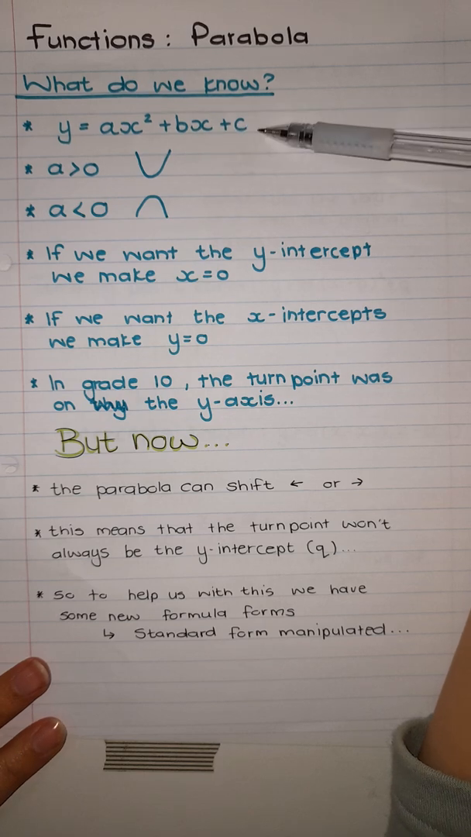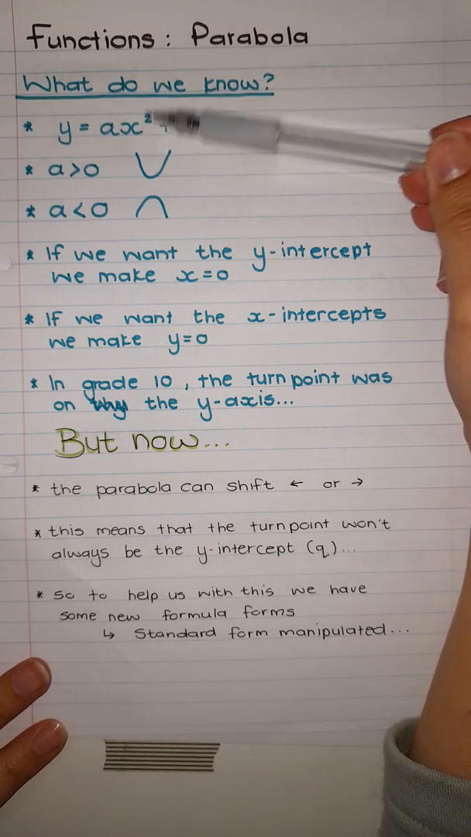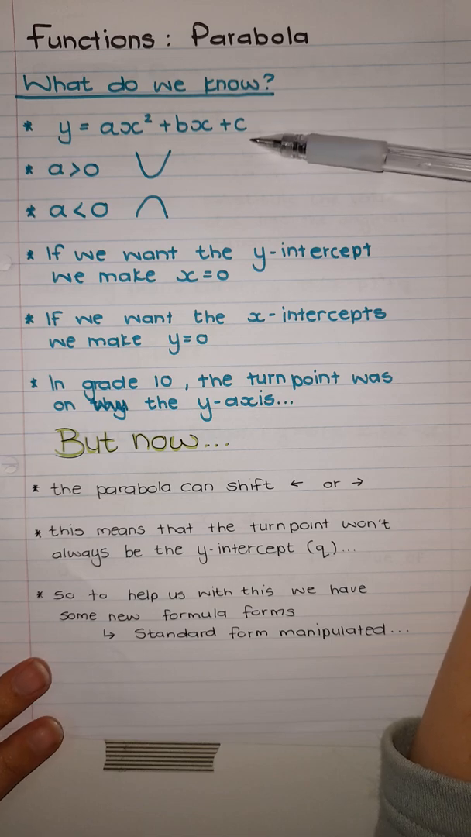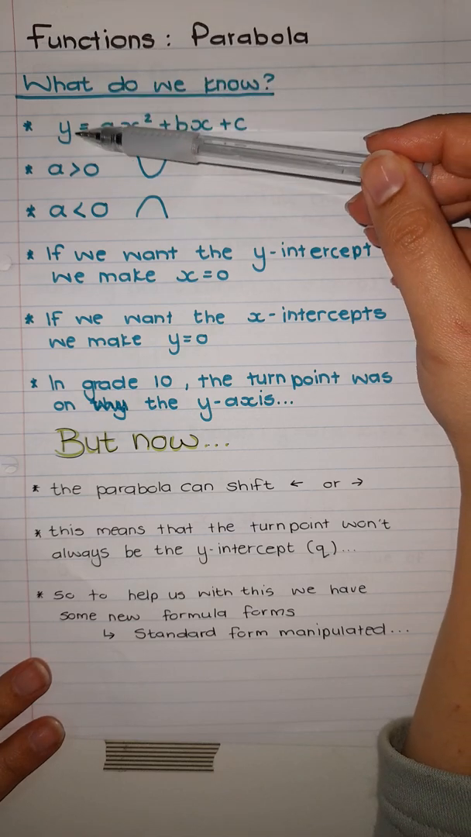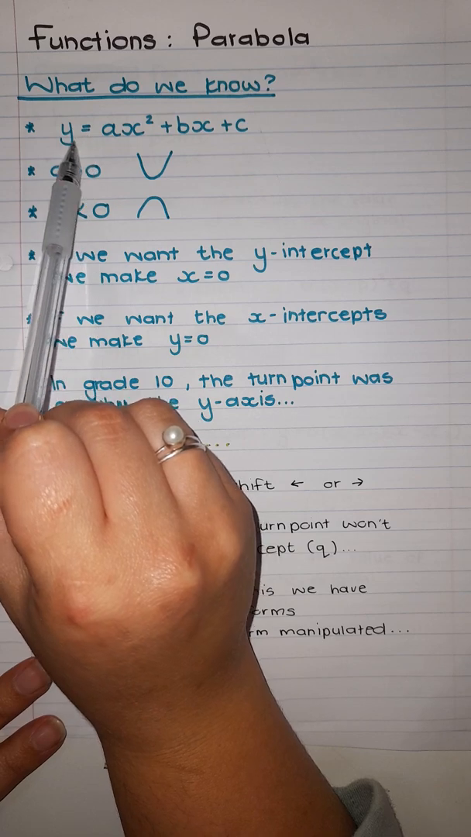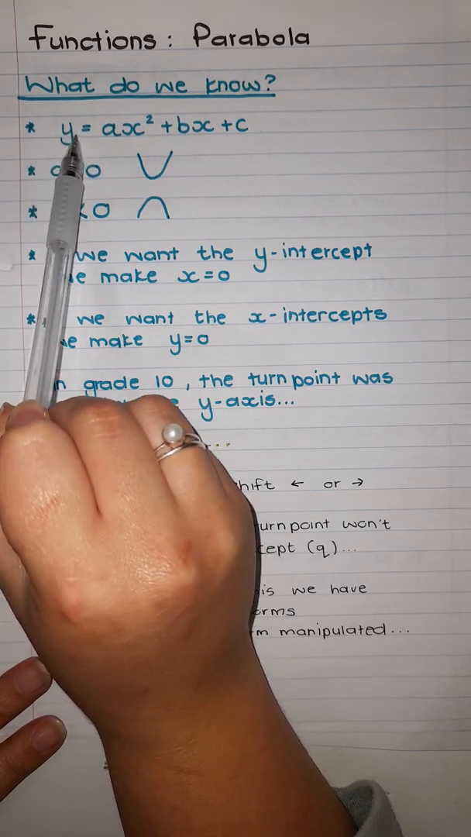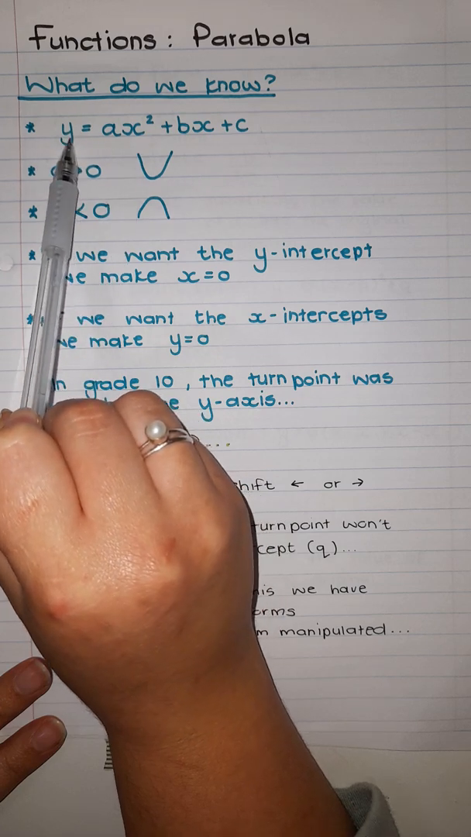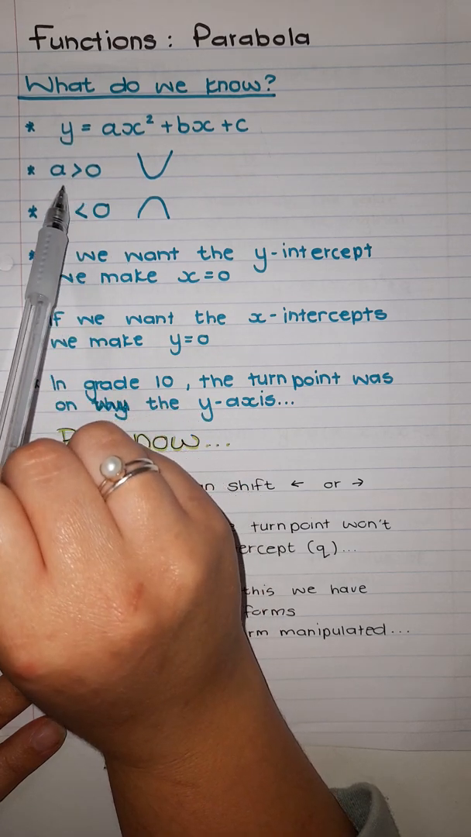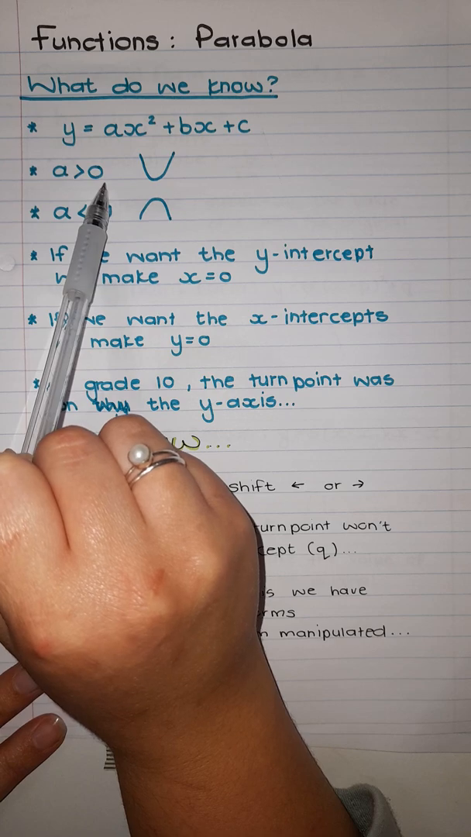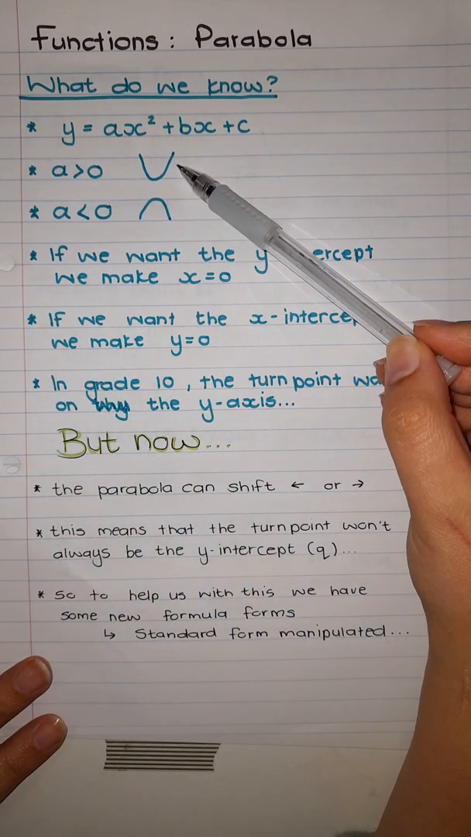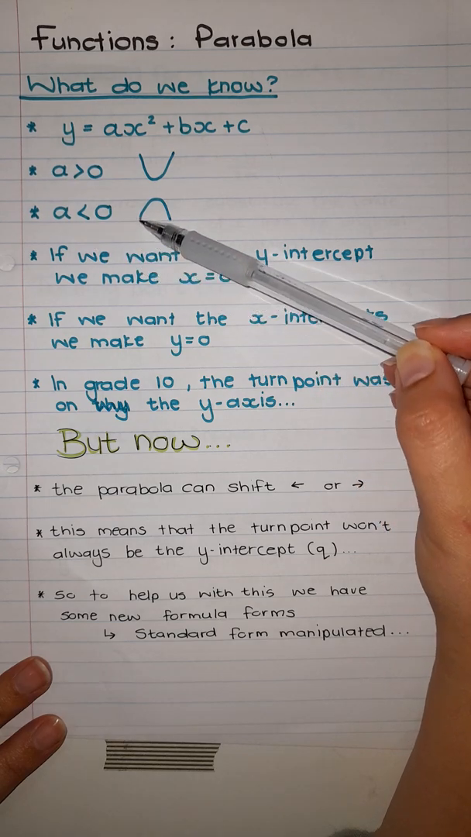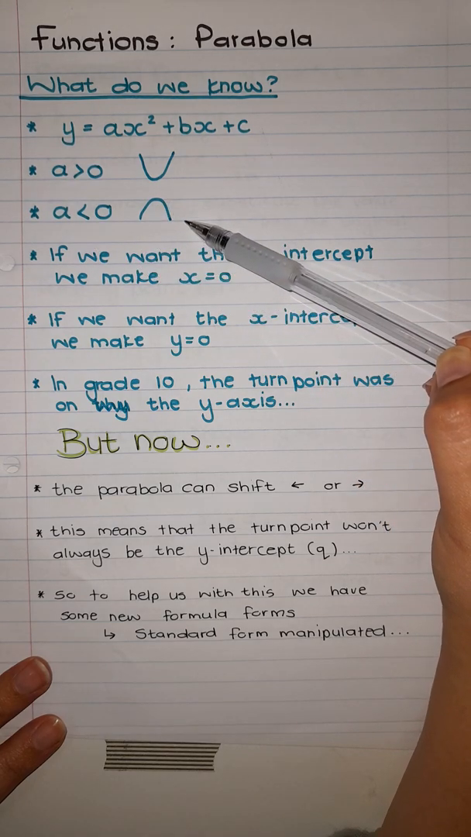We know that our standard form is y equals ax squared plus bx plus c, or we used many times q, but that doesn't matter. This y can also be equal to f(x) or g(x) or whatever they name that graph, but we always know it's y. If a is bigger than 0, we have a smiley face, which is a positive parabola. And if a is smaller than 0, we have a frowny face, which is a negative parabola.